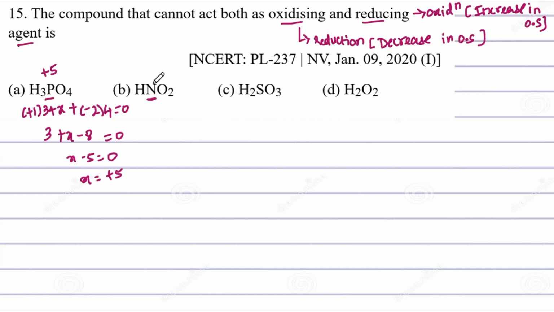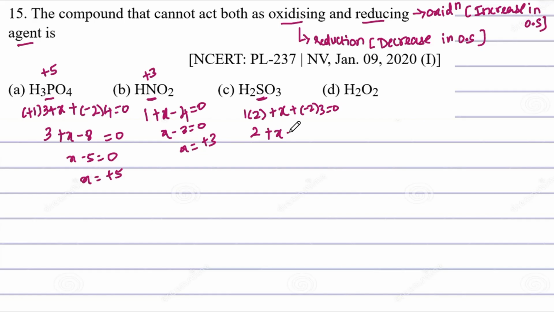Now let us see the oxidation state of nitrogen in the next compound. So 1 plus X minus 2 into 2 atoms are there. So 4 equal to 0. X minus 3 equal to 0. So X is equal to plus 3. So the oxidation state of nitrogen is plus 3. Then we will see the oxidation state of sulfur. So 1 into 2 plus X plus minus 2 into 3, everything equal to 0. So 2 plus X minus 6 equal to 0, X minus 4 equal to 0. So the oxidation state of sulfur is plus 4.